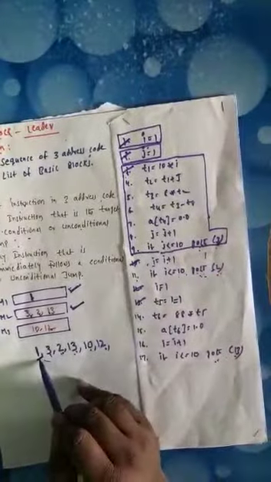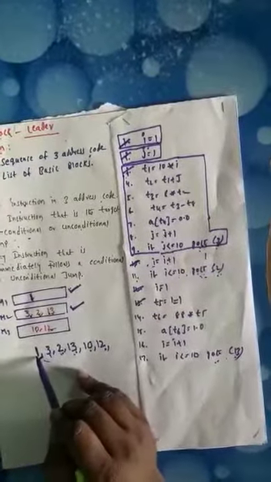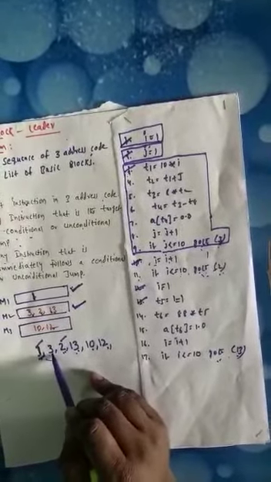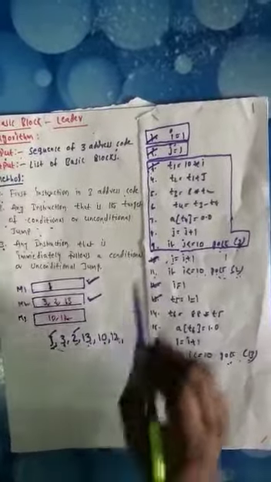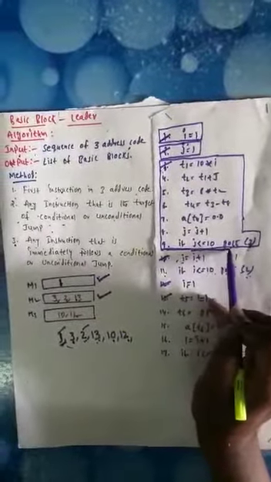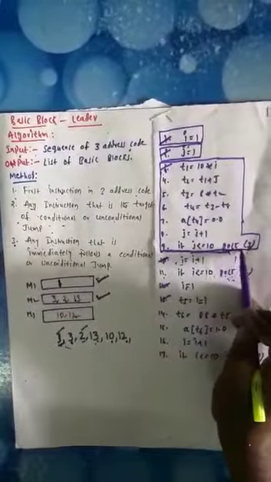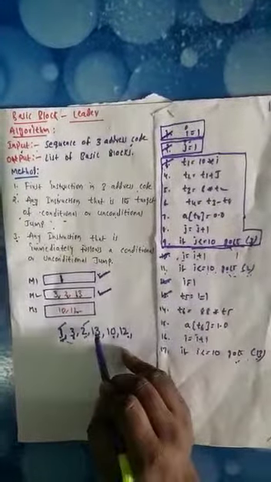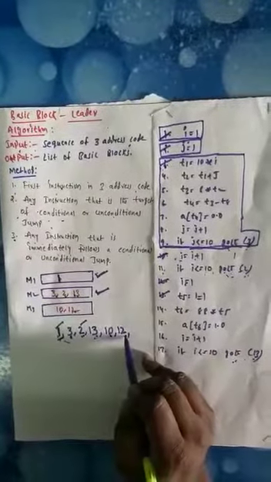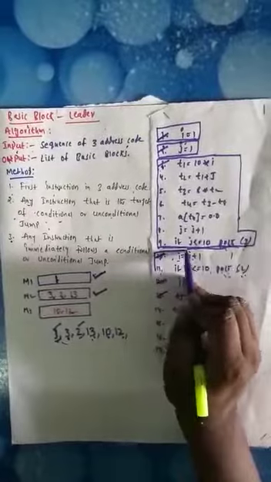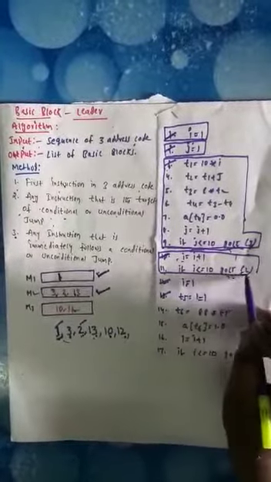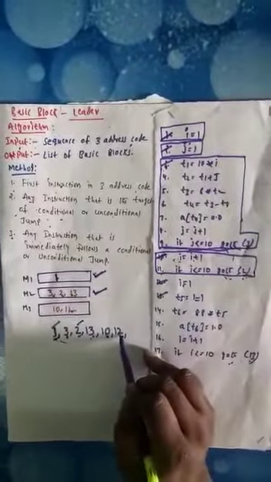So statement 1 is a leader, statement 2 is a leader, statement 3 is a leader, and statement 10 is a leader. So from statement 3 to statement 9, the combination of these statements can be taken as one block. After 10, the next leader is 12. So instruction 10 and instruction 11 can be taken as one block.